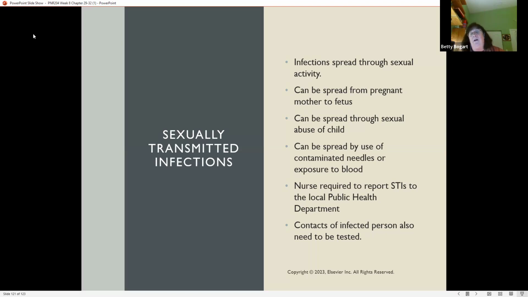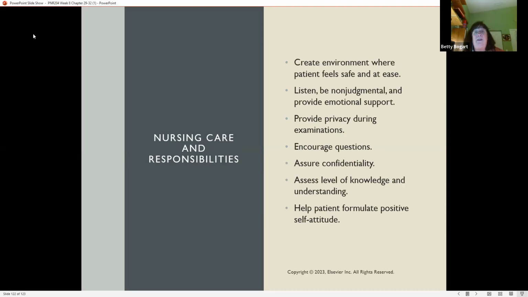Contaminated needles are a big thing. Where do you dispose of them? If you have needles at home, what do you do? Being careful. And with these sexually transmitted infections, there should be some reporting system to the local public health because it could be an uprising that needs public intervention, okay? And if we know who it is, they need to be tested.